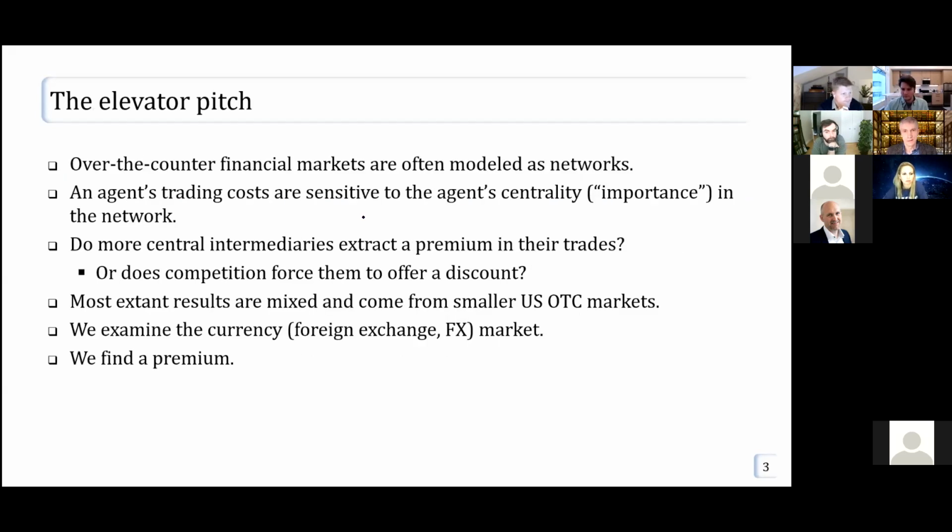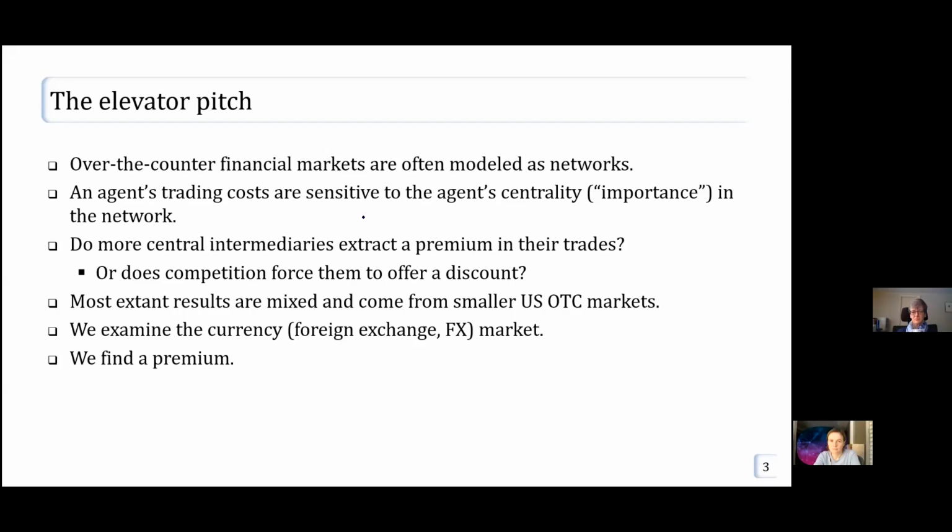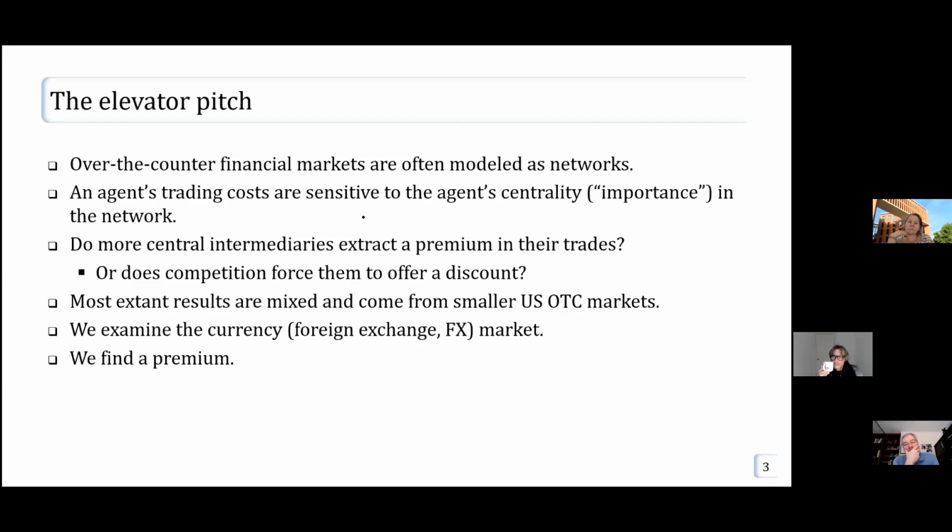Now, to get to the quick overview here, the elevator pitch, this is a paper about OTC markets modeled as networks. And in the network paradigm, we sometimes measure an agent's importance in the network by their centrality. And that can determine, or at least be associated with, their trading costs.